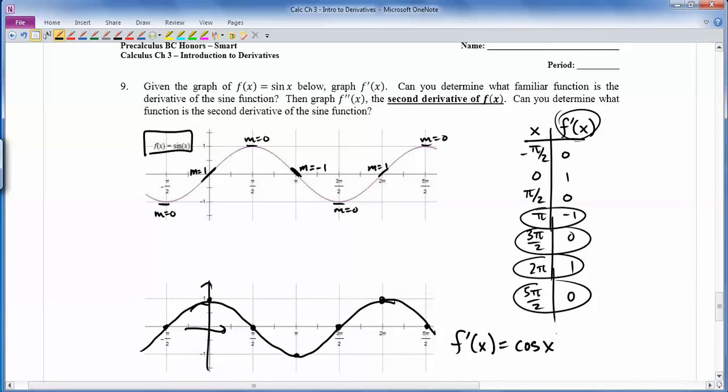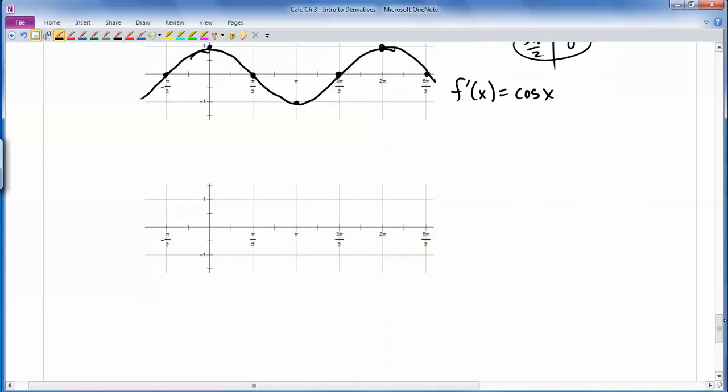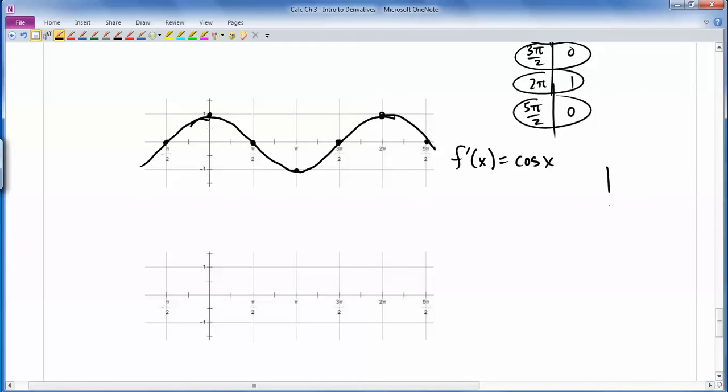So then if I do this one more time, some students guess, well then if I took the slope function of cos x, I'll get sine x back. But that's actually not true. So let's look at it. So I'll make another chart here. X, and then I want the slope of cos x. So I want the slope function of f prime of x.